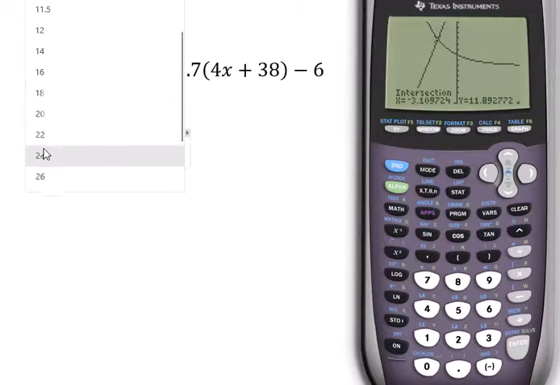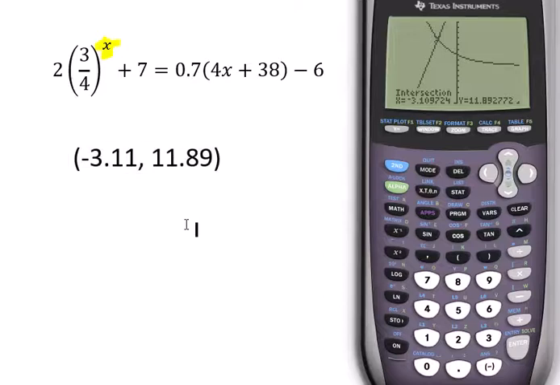Let me change the font of that to something nicer. There we go. So around here is where I expect the left-hand side and the right-hand side to intersect. So when this is the value of x, it would make both of these things equal to the same thing. In fact, the thing that they would both be equal to is about 11.89.